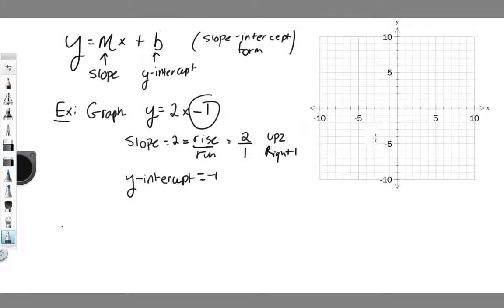All right, so the first thing we're going to do is plot that point. So that right there is where that graph is going to cross the y-axis. Then from that point, we're going to follow the slope instructions. We're going to go up 2 and then right 1. And there we have it. That's our 2 points. That's all we need to draw a line: 2 points.